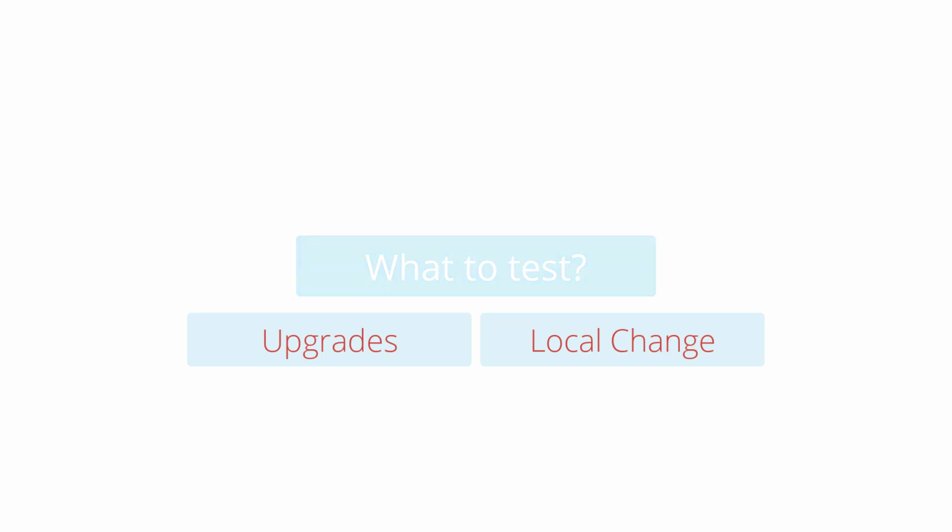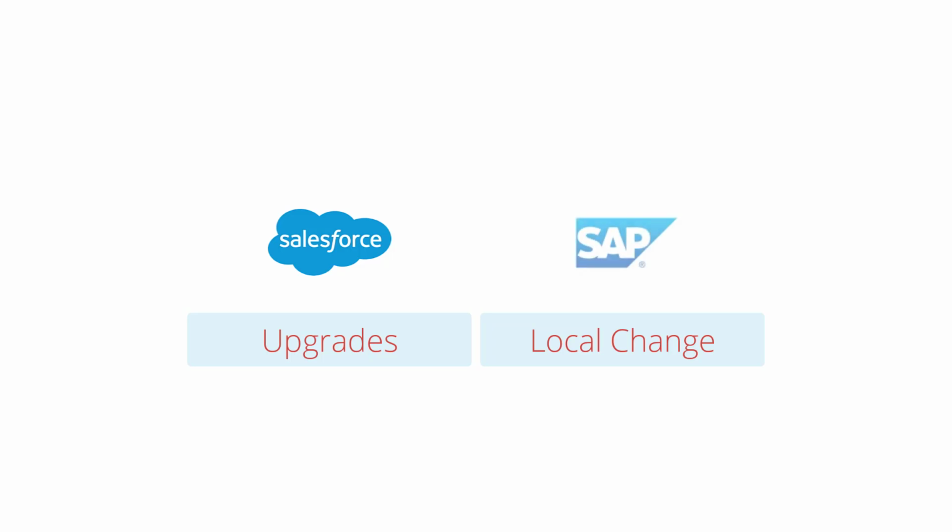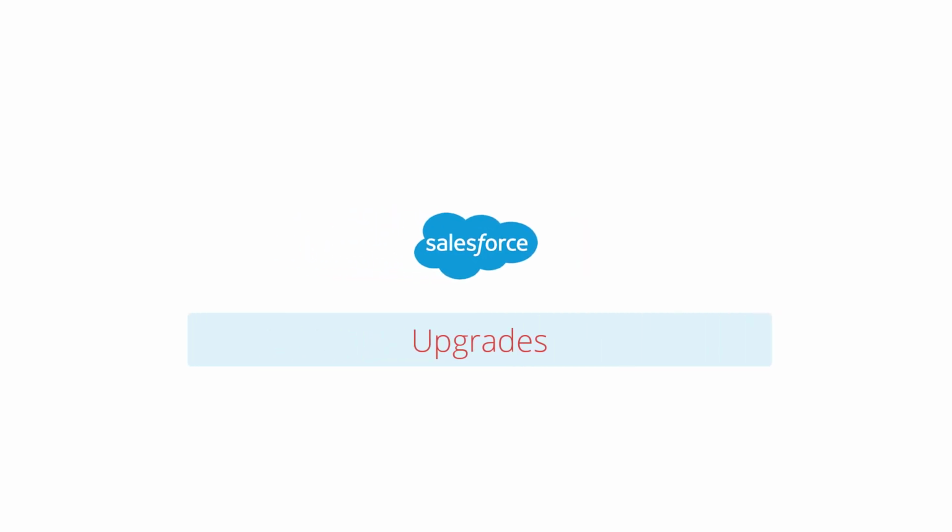What to test? It's a big question if you are upgrading a platform or releasing weekly or daily local changes. To ensure high-quality releases, it's important to be aware of what is impacted and what to test. In this session, we'll explore examples of change impact analysis for Salesforce platform updates, as well as local changes to an SAP environment. 3 major updates to the Salesforce platform happen every year, in winter, spring, and summer.